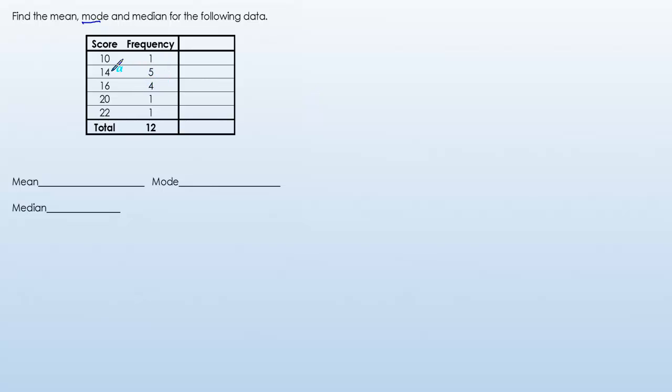We can see there's 5 14s. So remember, it's the actual data value that's the mode, not the 5. The 5 just indicates that the 14 is the mode. These are not data items. Our data items go 10, 14, 14, 14, and so on, and there's some 16s, a 20 and a 22. So it has to be the data that we look to for these values.